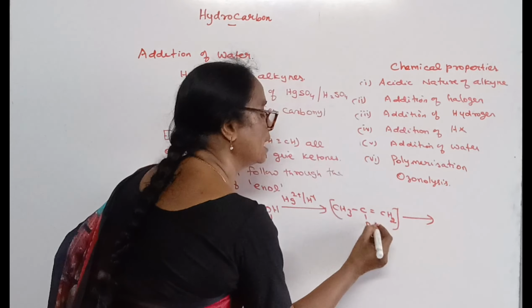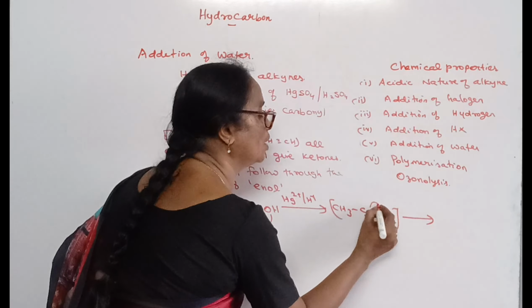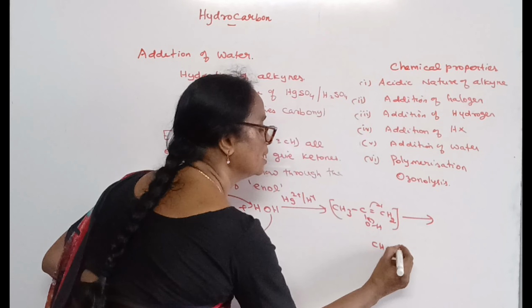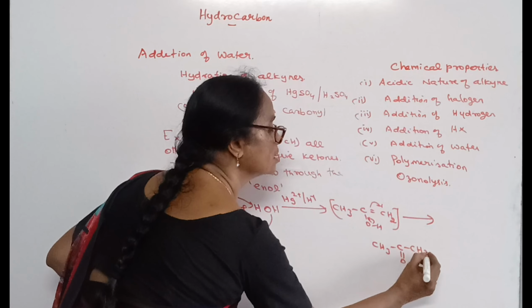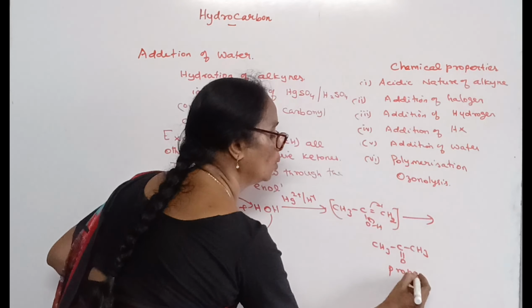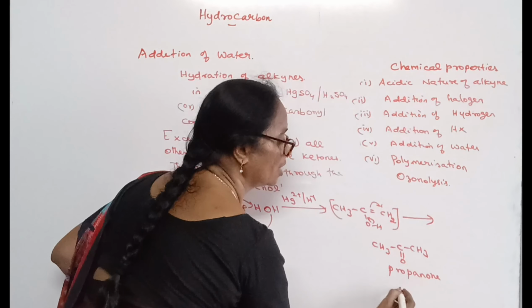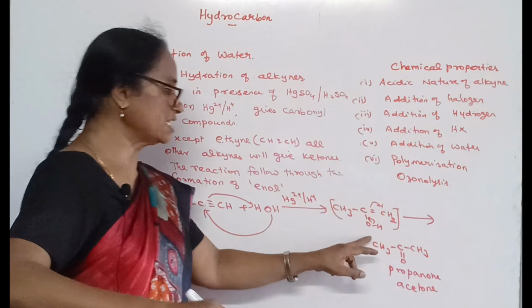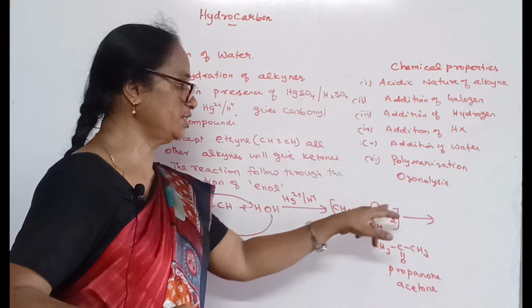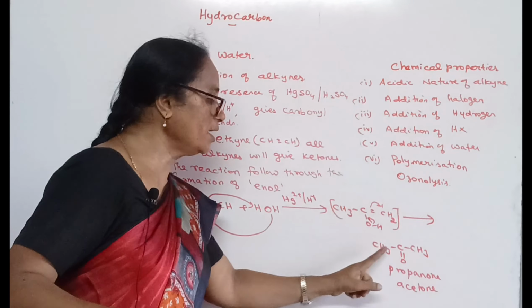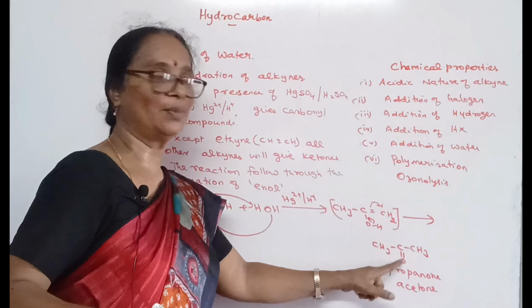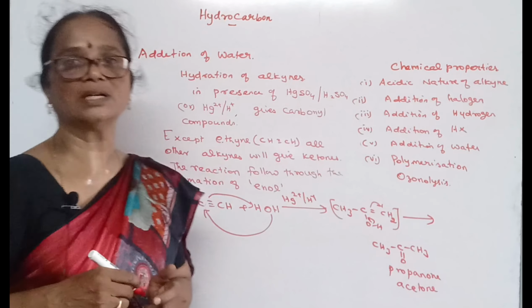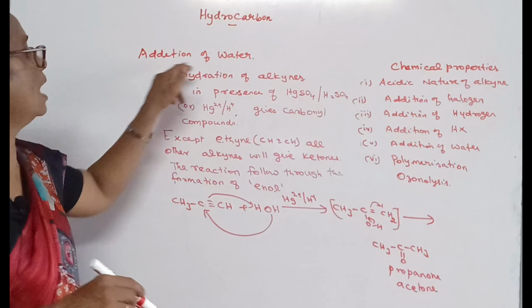This undergoes rearrangement by transferring the proton from OH to the CH2 group. So the product formed is CH3 CO CH3. It is propanone, or acetone. The common name of the compound is acetone. So during the shift of the proton from C-OH to CH2, a single bond becomes a double bond between carbon and oxygen, and the carbon-carbon double bond becomes a single bond. So this is addition of water.